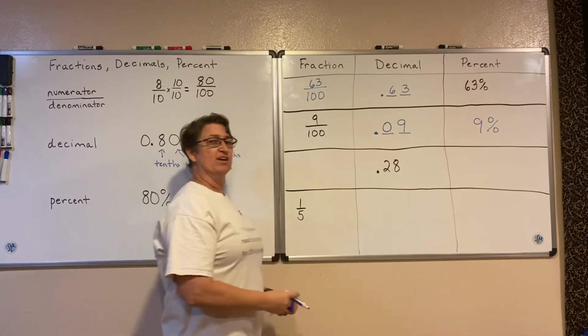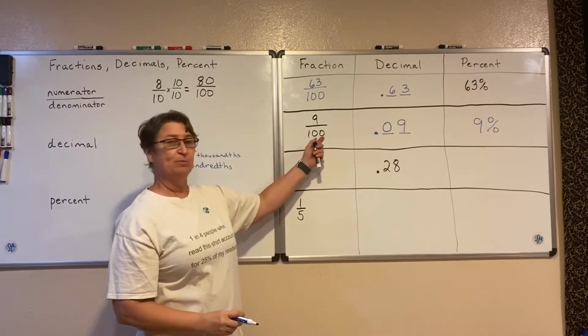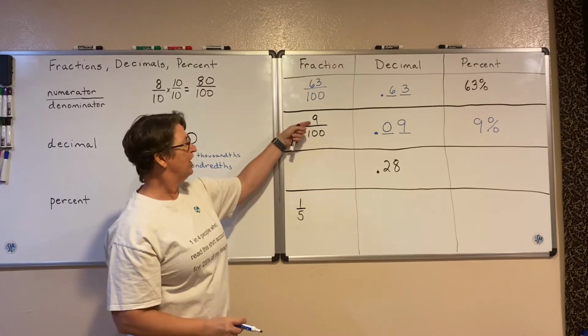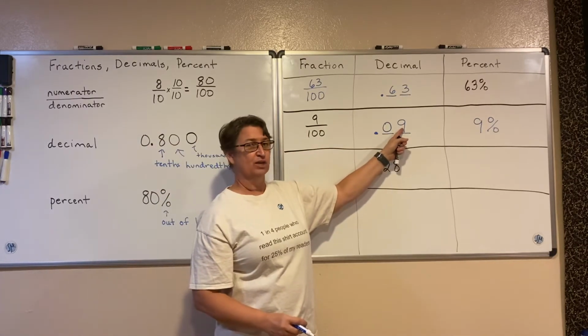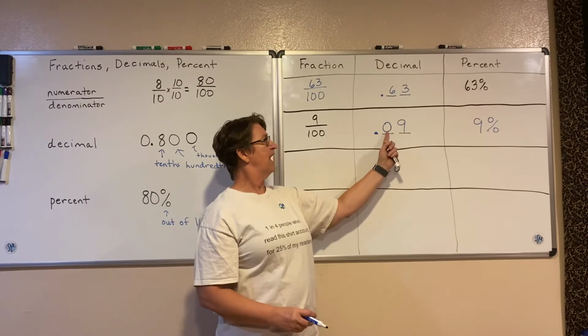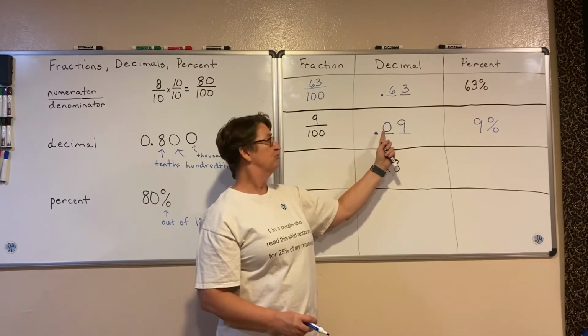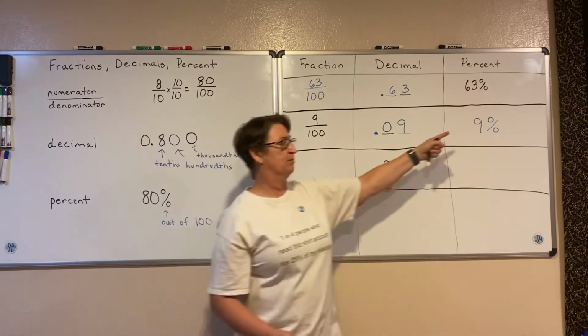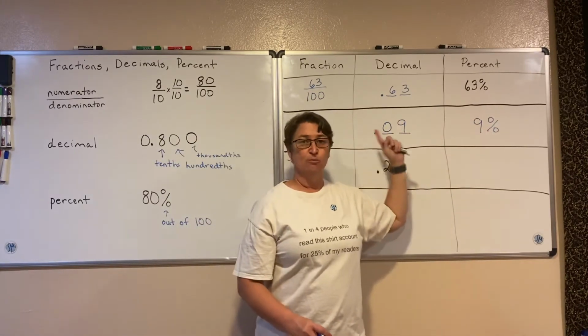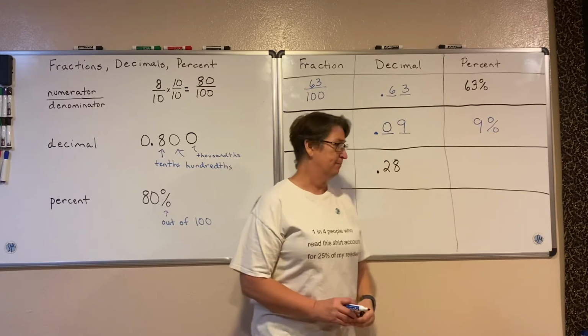Again, thinking of it as money, it takes 100 pennies to make $1. Well, 9 of those pennies would give me 9 out of 100, 9 cents, and then I wouldn't have any dimes. So this 9 hundredths is the same as 9%. All those numbers mean exactly the same thing.